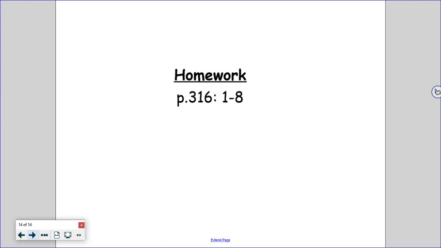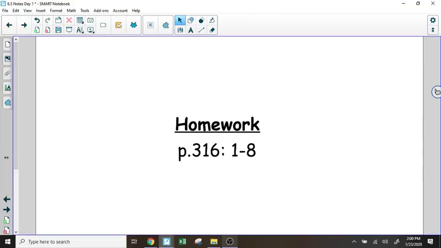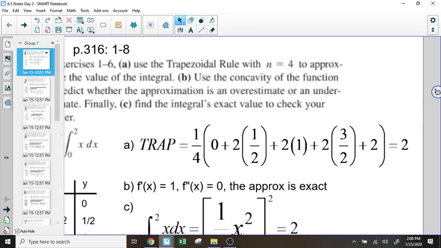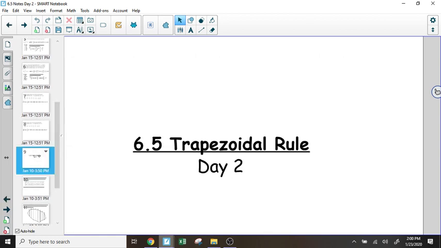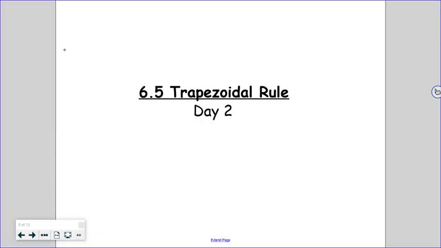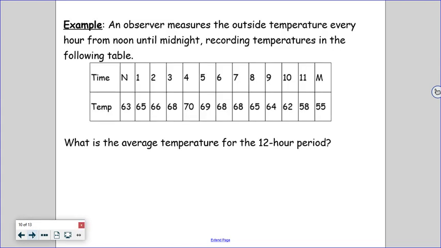Okay, got that down? We're going to jump to day 2 here. It is not much different, very similar to what we did with rectangles. The first day we looked at graphs. We drew in rectangles. We calculated area using the pictures and our area formulas, and then we moved on to, okay, how does that work when we're given a table of data? So we're going to do the same thing with our trapezoids.